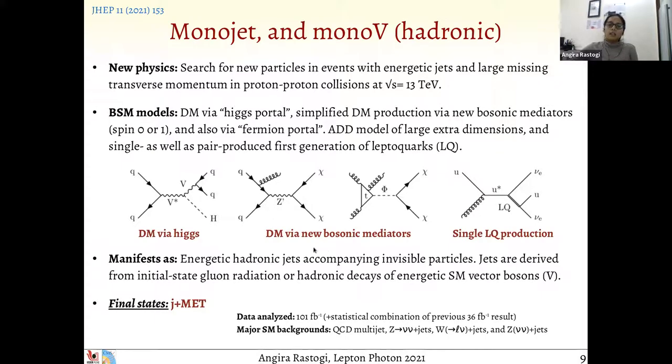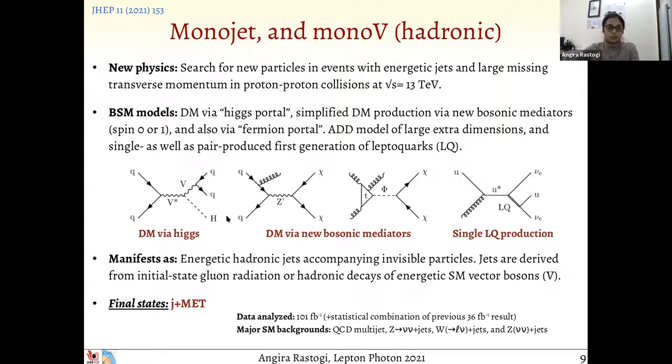Then we have simplified dark matter production via new bosonic mediators, which can be either spin zero or spin one, and they directly decay to the dark matter particles. But we can also have a scenario where these mediators decay to a standard model quark and a single dark matter particle, and those are known as fermion portals, which are also being looked at. Then we have also looked at the ADD model of large extra dimensions and single as well as pair production of first generation leptoquarks.